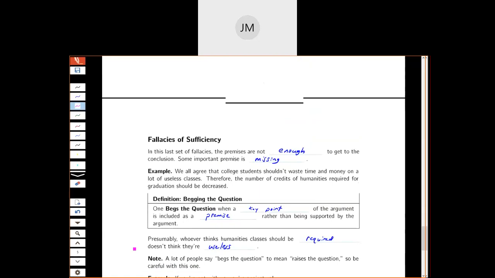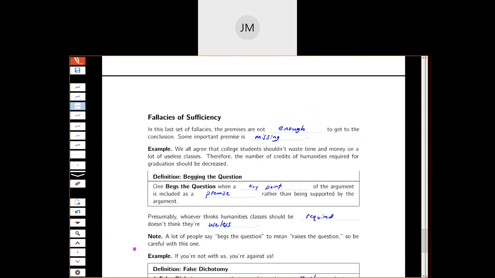Now, again, a fallacy doesn't mean the conclusion is false. Okay, so if I look at this example here, maybe you agree that the number of credits for humanities should be decreased. Maybe you think that's a true statement, and you also agree that college students shouldn't waste time and money on useless classes. But that doesn't mean that this is a good argument for changing the humanities credits required for graduation. So you can agree with a conclusion, but still say that an argument is bad and not valid. You can say, all right, we should find a better argument for this.